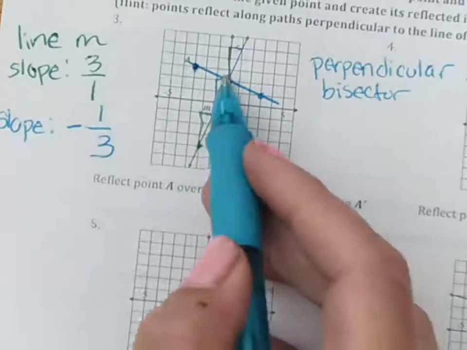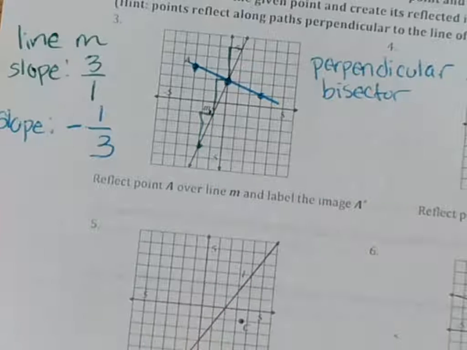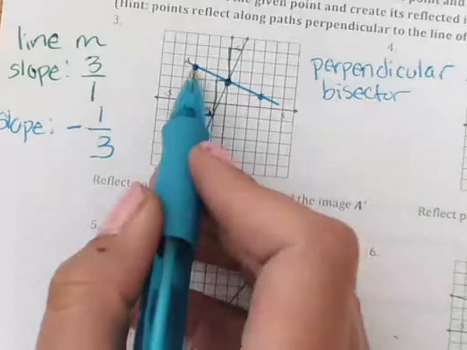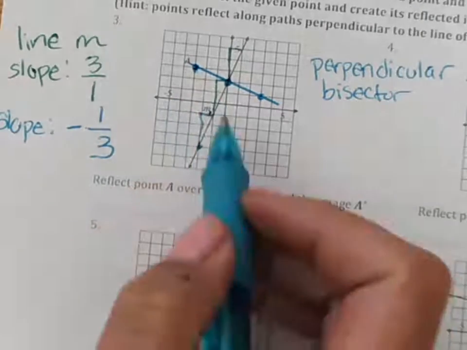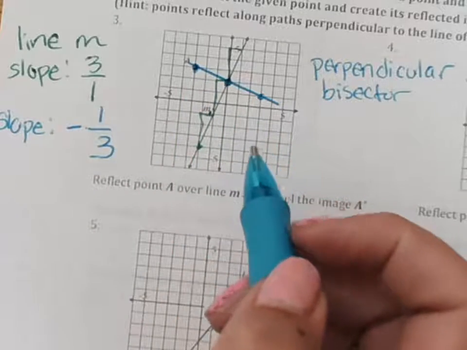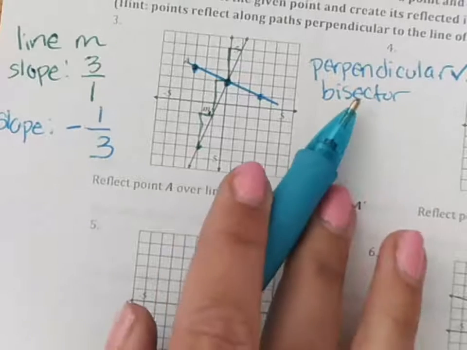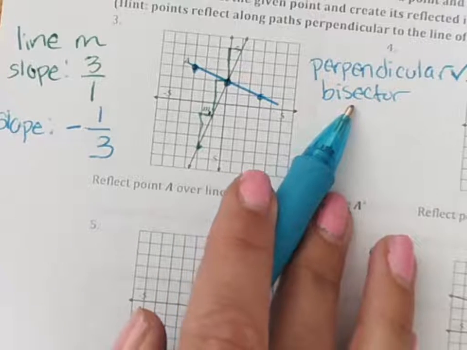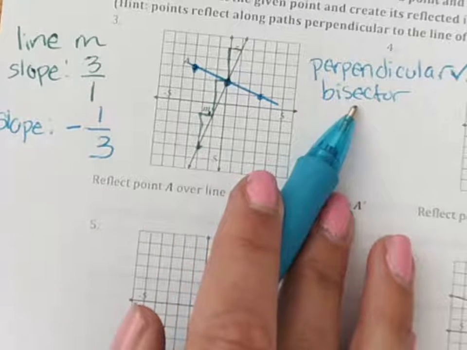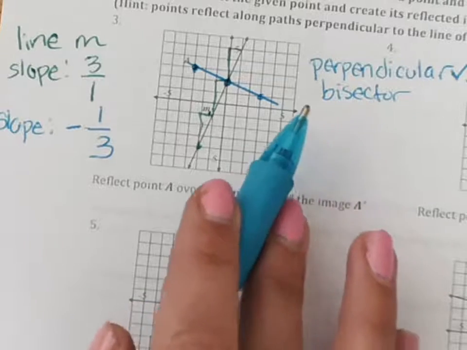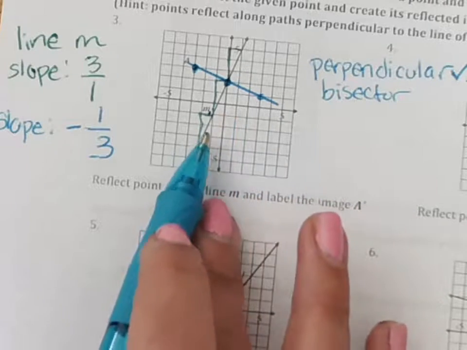So these two lines are perpendicular. That means they form a 90-degree angle. All right. So we know that our point, because we're reflecting A, our new point is going to be on this line. So we dealt with perpendicular bisector. So they're going to be the same distance away. So the points have to be the same distance away from line M.